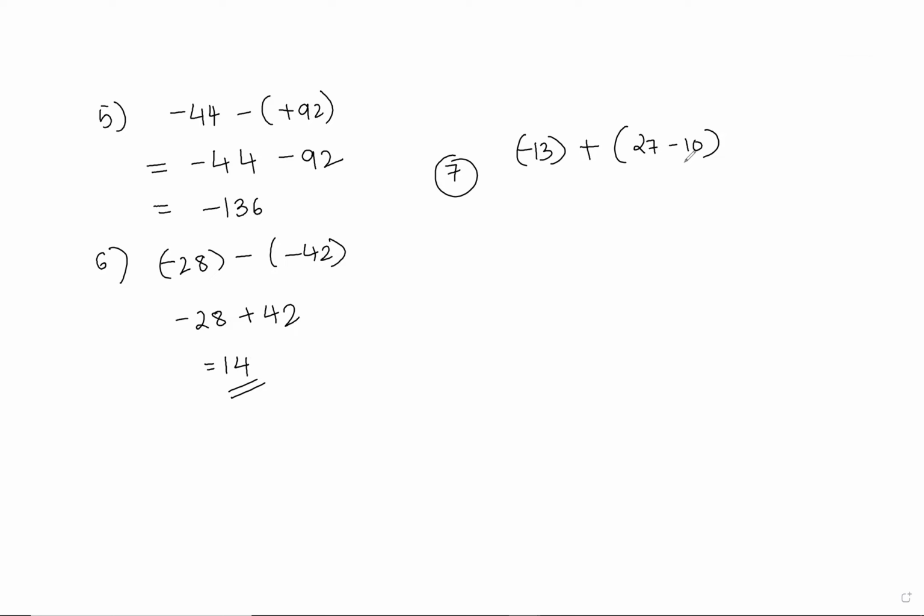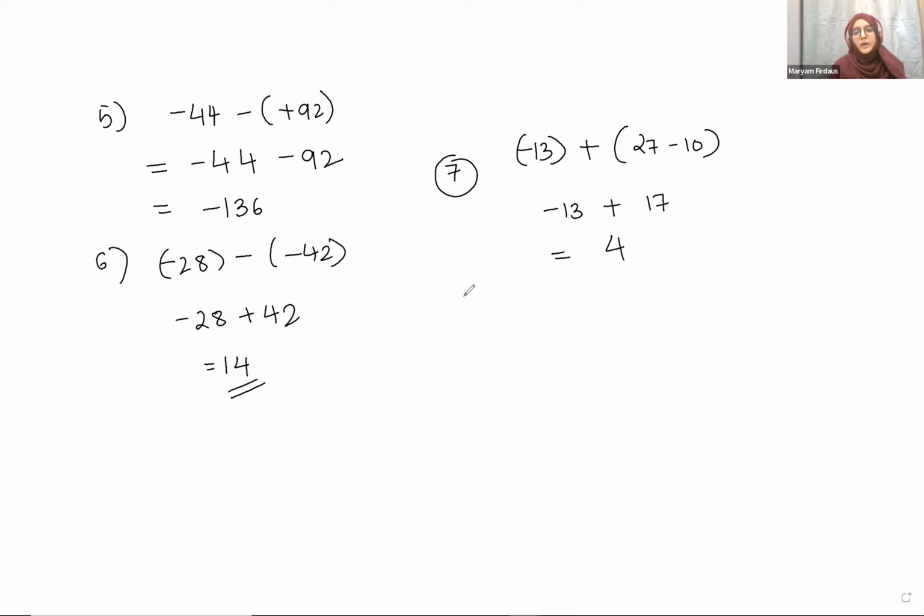First, we have to subtract 27 minus 10. Okay. What does it become? That is going to be 17. So minus 13 plus positive 17. Okay. Then? We have to subtract 17 and 13. Yeah. So what does it become? Positive 4. Very good. Positive 4.